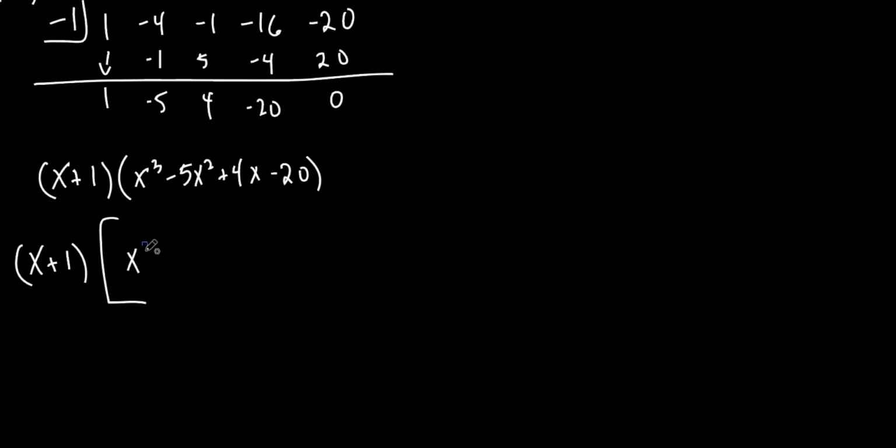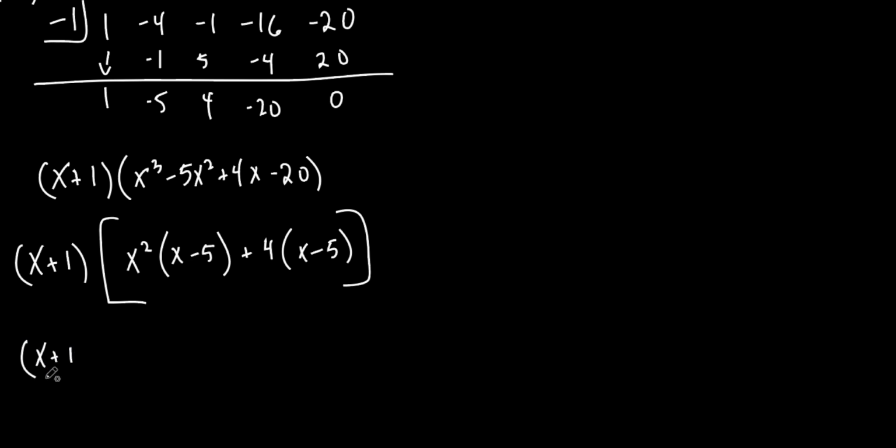Factor out an x squared, correct? So I get x minus 5 plus factor out a 4, and I get what? X minus 5. Very good. Good call. That saves us quite a bit of work. All right, so factor by grouping is a great way to do it if you can do it that way. You can't always do it that way, but on this you can.